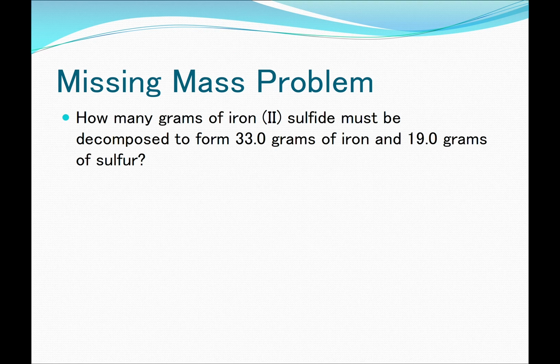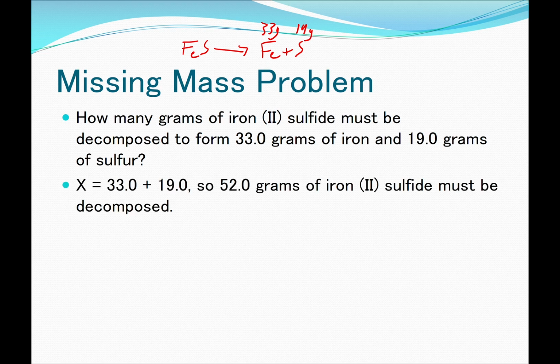Another example, how many grams of iron 2 sulfide must be decomposed to form 33 grams of iron and 19 grams of sulfur? So we have iron 2 sulfide, and that will be decomposed or broken down into its component elements of iron and sulfur. We know that we're left with 33 grams of iron and 19 grams of sulfur. What would be our starting amount of iron sulfide? We add those up. We must start with 52 grams of iron sulfide.